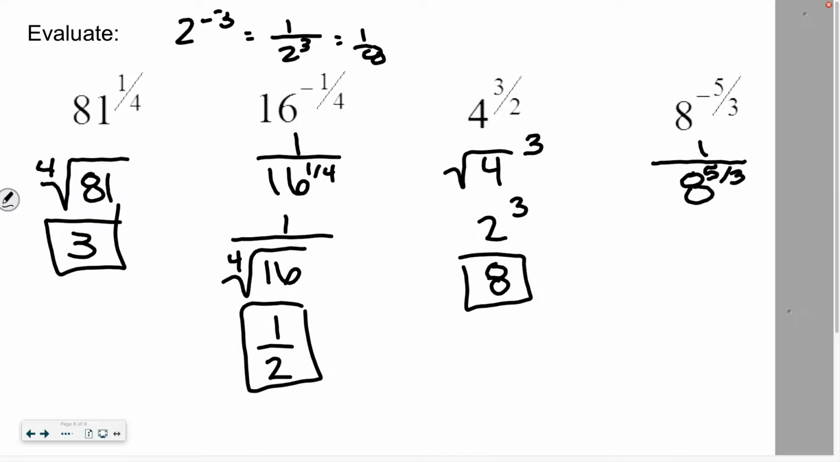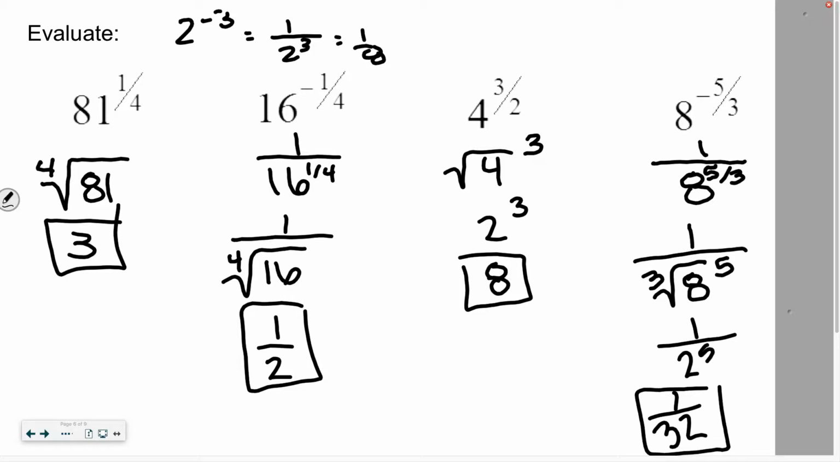What does 8 to the 5/3 mean? Say it out loud. Fifth roots? No, third root. Cube root of 8 raised to the 5th. Now on this one, I don't know what 8 times itself 5 times is, but I do know it's a big number, right? Like 8 cubed is already 512. So I'm not going to make it bigger. This time I'm going to make it smaller. Cube root of 8 is 2. So that's 1/2 to the 5th, which is 1/32.